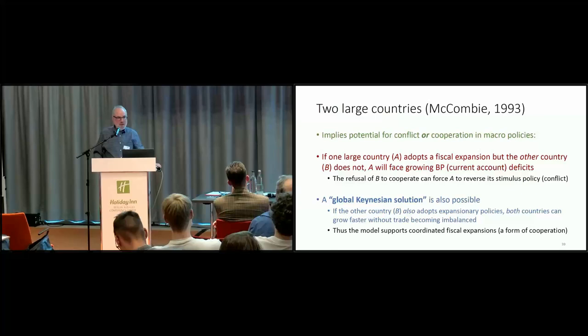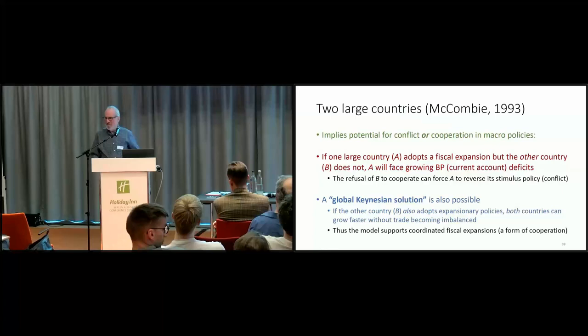So the first one is a very neat extension of the model. Now I guess it's 30 years old. This is making me feel old. Two large countries, by John McCombie in 1993. And it's actually easiest to explain with the graph.